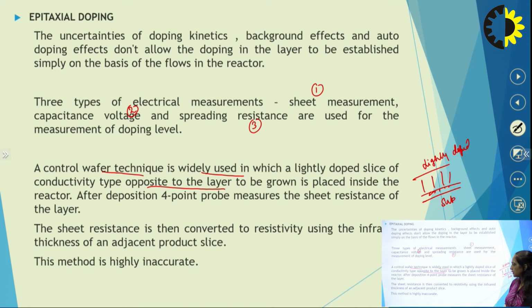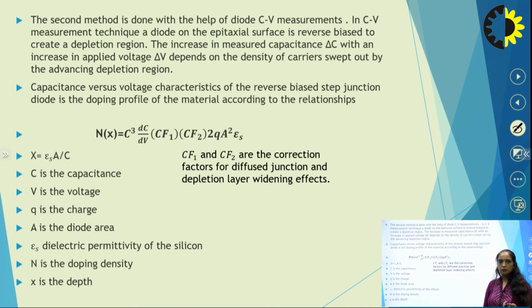This sheet resistance is then converted into the resistivity by using the thickness of the adjacent product slice, measured by infrared. But the drawback with this method is that it is highly inaccurate. So we cannot use this method to check the doping concentration.